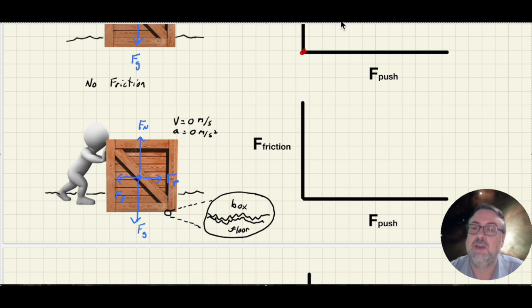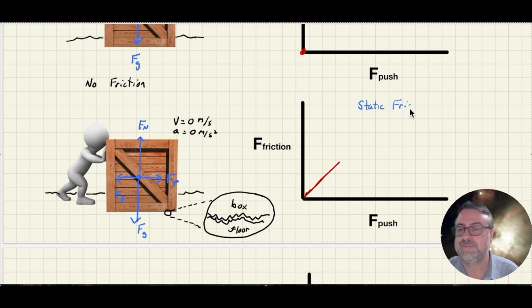So we started with no force of friction. And then as we applied this push, friction matches in equal size. So for the beginning, the force of friction will keep pace and be exactly equal to whatever the push is. Now, we call this type of friction that opposes the start of motion static friction. Static friction opposes the start of motion.